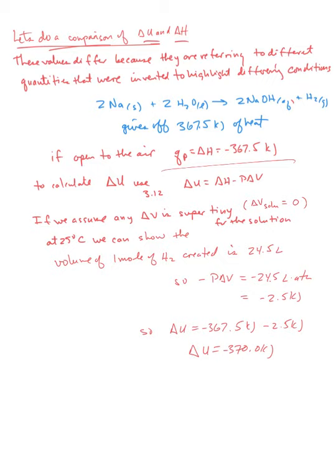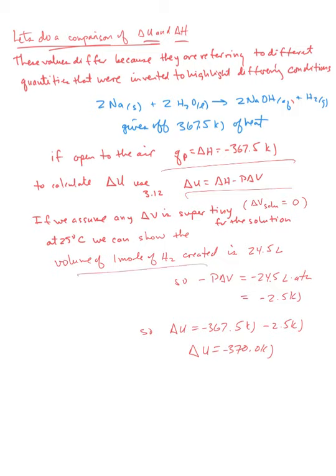If you want to calculate the change in the internal energy, you use equation 3.12, which states that delta U is delta H minus P delta V. Now, assuming that the solution's volume isn't changing very much, I really should say the volume of the condensed phases isn't going to be changing a lot. We're going to assume that the bulk of any volume change here is going to be on the creation of the gas.